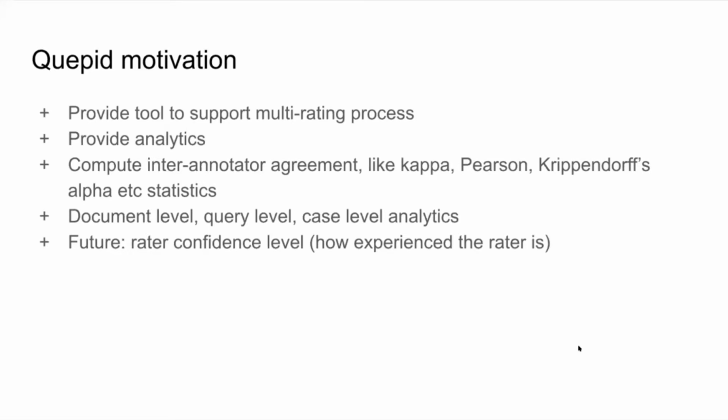And there are a number of ways to compute what's called inter-annotator agreement. In this case, it would be inter-rater agreement. So maybe we should coin a new term. But you can compute well-known statistics like kappa or Pearson or Krippendorff's alpha, and the list goes on. It also depends on your use case, whether you will have only a couple of raters, or a number of raters, more than 2.